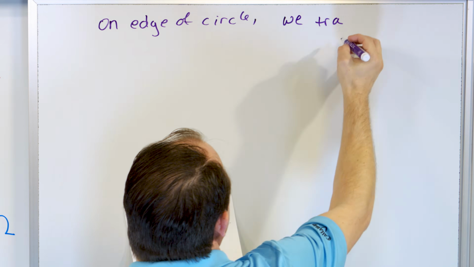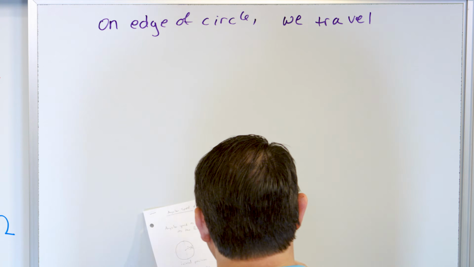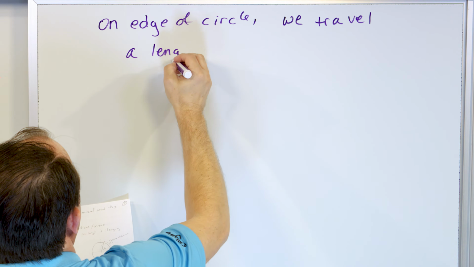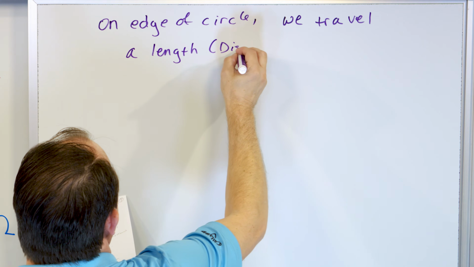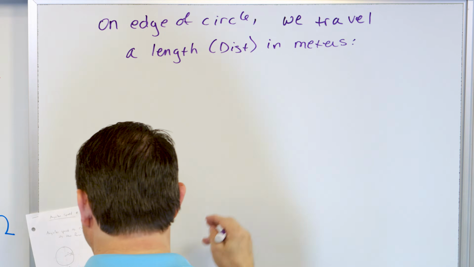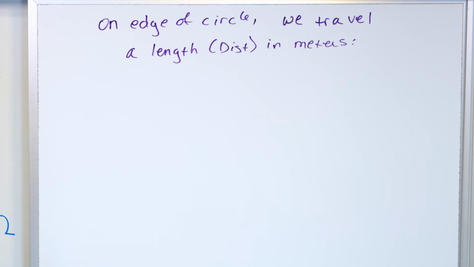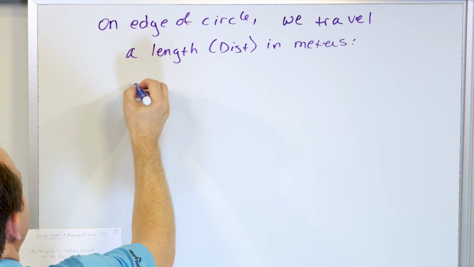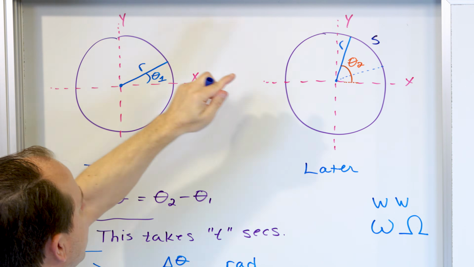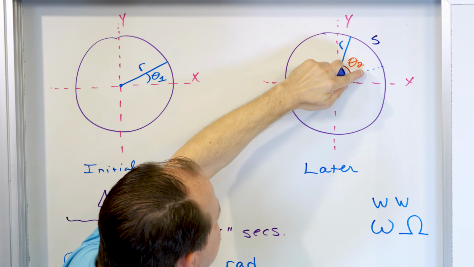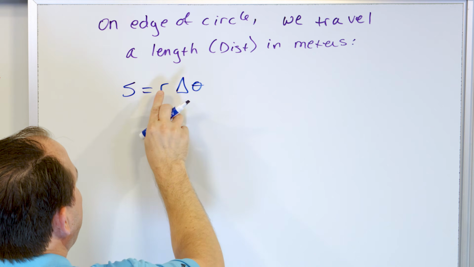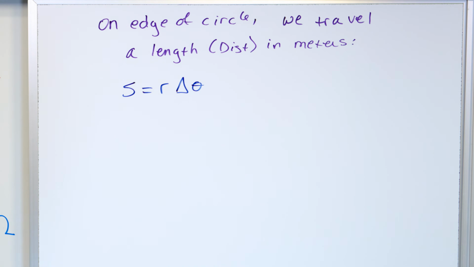All right, so on the edge of the circle, we travel, and when I say we, I mean a particle travels, a length which is a distance in meters. What is the formula for the arc length? We learned that in the last lesson. S is equal to r theta, but since we're saying it starts from here to here, and we're calling this angle here delta theta, it's just r times the angle in radians that it sweeps out.